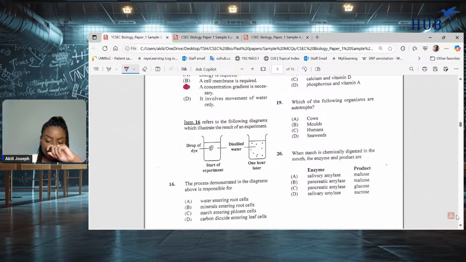Item 16 refers to the following diagrams which illustrate the result of an experiment. The process demonstrated in the diagrams above is responsible for... So we should firstly be able to tell what is being represented above. You have a drop of dye in one location in the beaker at the start of the experiment, and then 1 hour later, we're seeing that the dye is evenly distributed. What process is being represented here?